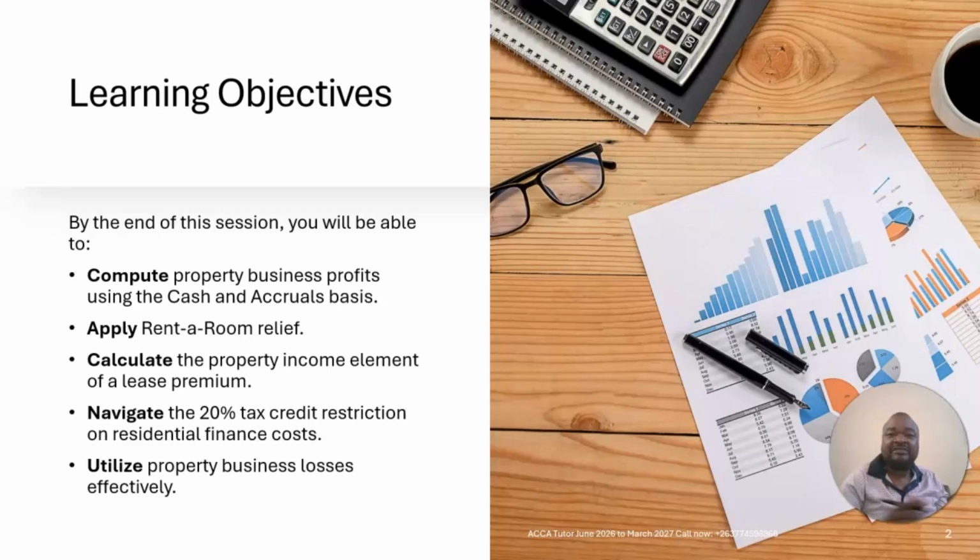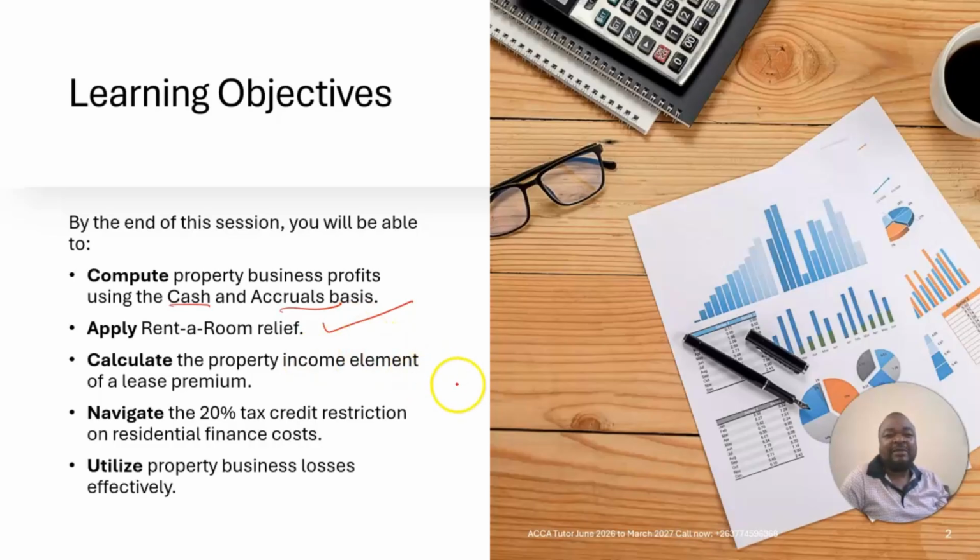Now, the learning objectives are that by the end of this session, you will be able to compute property business profits using the cash and accruals basis. So you should be comfortable computing property business profits using both methods. You should be able to apply the rent a room relief. This is always going to be resident in our examination.